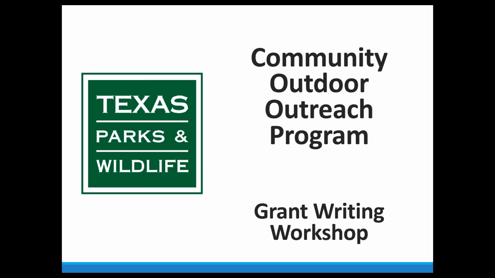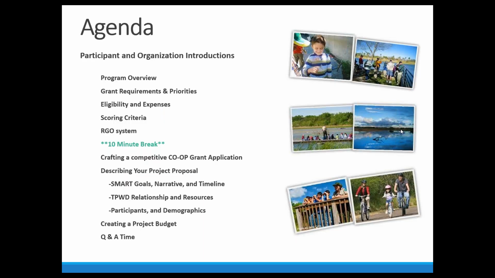And for this particular presentation, the first half is really going to be an overview about the program. We're going to talk about eligibility, what you can and can't do in the program, what types of expenses are allowable versus not allowable. We're also going to talk about the scoring criteria. And then we're going to walk through the Recreation Grants Online system, which is our grant management system where you'll actually be submitting and managing the grant applications.